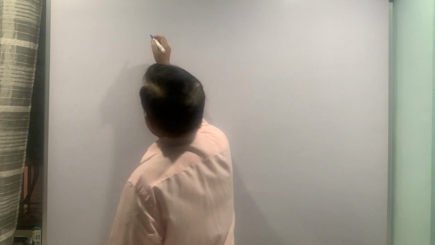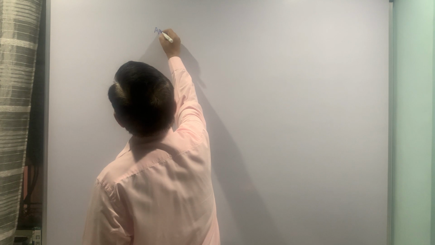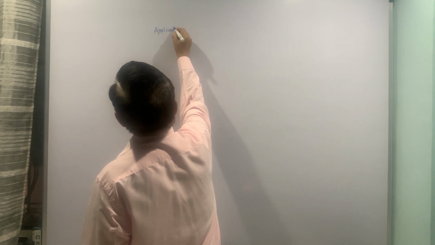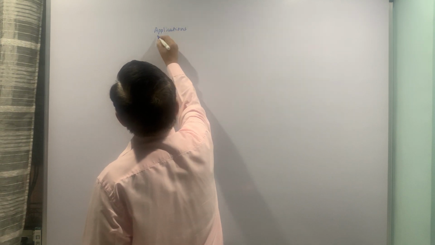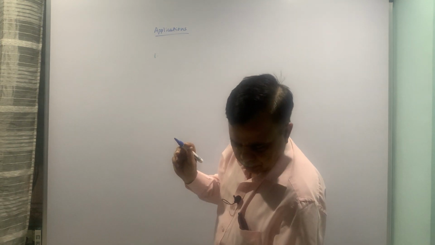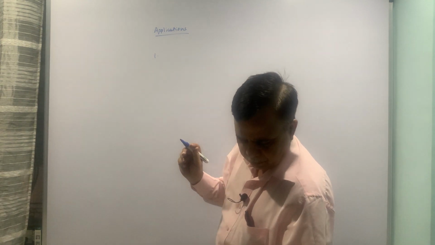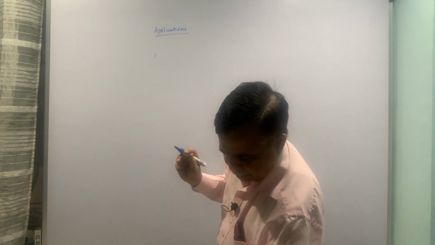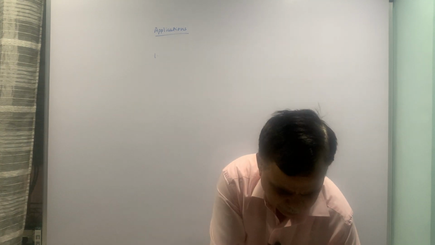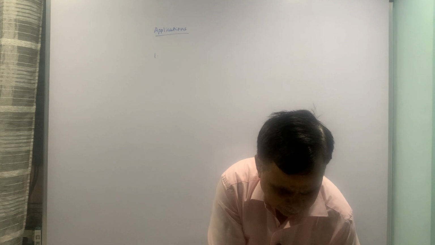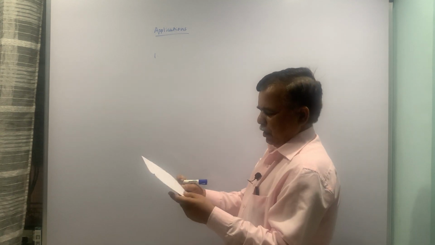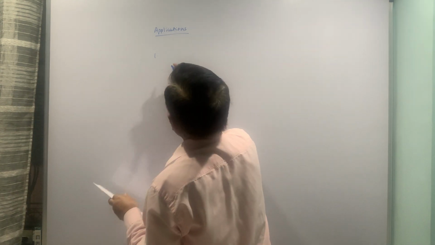Now the next part is the applications. Now this is important, because applications of UV, there are say 4-5 applications. I'll just list them and then I'll put example for each. First is detection of functional group.